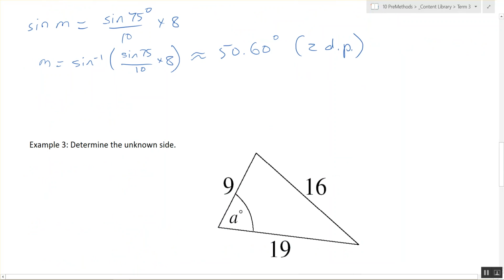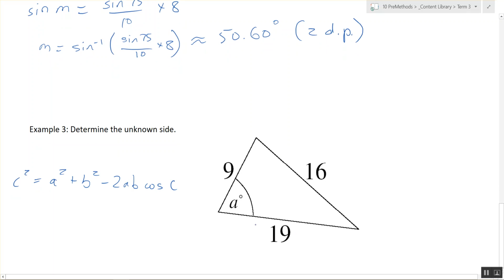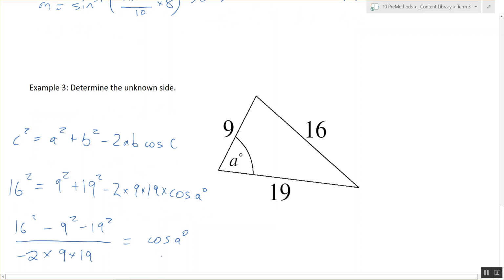Two angles. This one has 3 sides, so that means we're using the cosine rule. You start by writing the cosine rule. It kind of looks like Pythagoras, but with an extra bit. There's the C. C is opposite the angle that we want. So 16. So 16 squared minus 9 squared minus 19 squared.